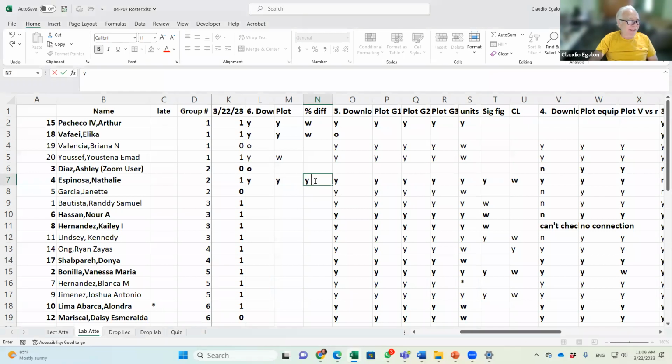73% is too much, okay? There's something wrong in there. 73% is too much. So try to figure out what the problem is, right? Okay, try to figure out what the problem is.